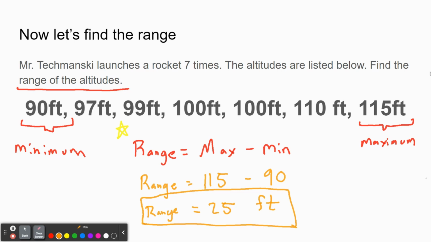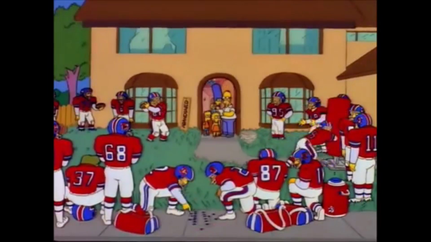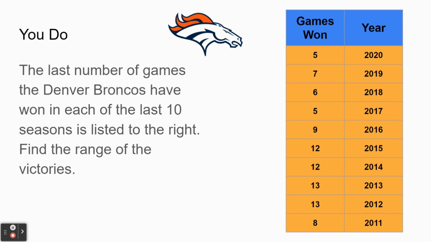We're going to do a You Do next. Shouldn't be too bad. Our You Do for today. The number of games the Denver Broncos have won in each of the last 10 seasons is listed to the right. So you can see everything from 2020 back to 2011, how many games they won per season. You are going to find the range of the victories. Remember, that means that you need to sort them, put them in order first, then use that equation that we wrote to help you find the range. Pause the video, do this now.